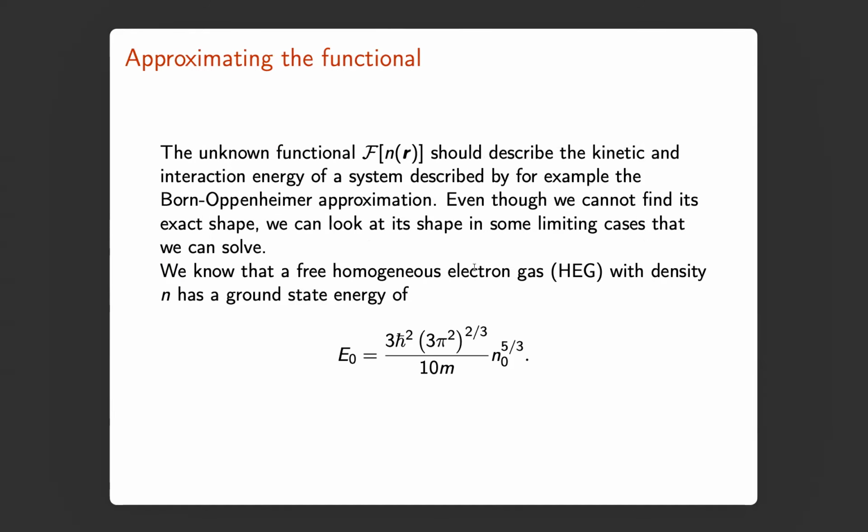So the unknown functional should describe the kinetic energy and interaction energy of a system described by, for example, the Born-Oppenheimer approximation. And even though you cannot find its exact shape, you can look at its shape in some limiting cases that we can solve. And for the electron gas, we know that the homogeneous electron gas has a ground state energy which runs like this, which then corresponds only to the kinetic energy.